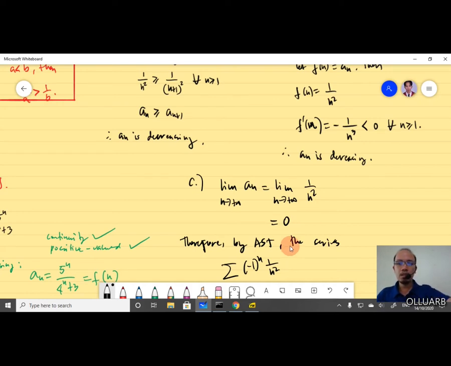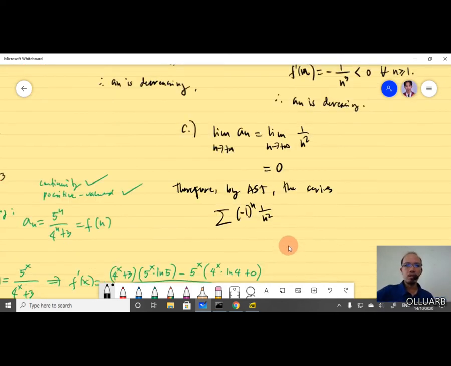Anyway, this one, where n starts from 1 to positive infinity, is convergent. So that's how you are going to use the AST, or the alternating series test.